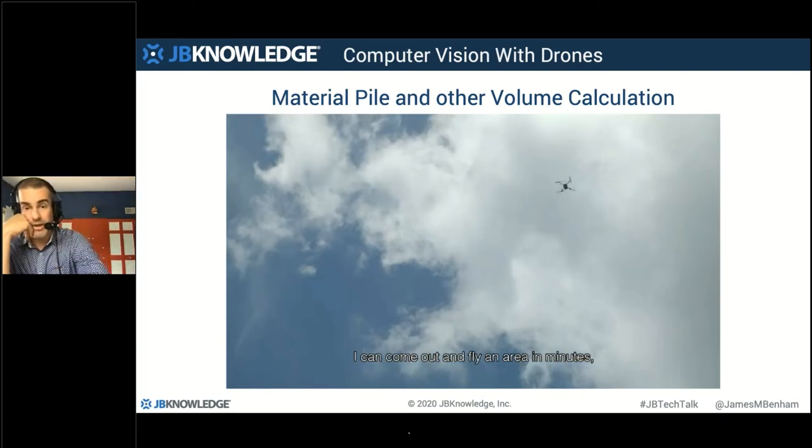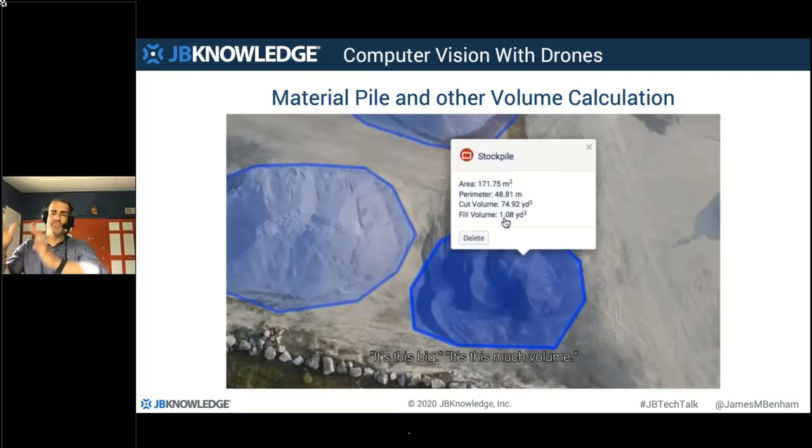I've done this with my own drone. I use a DJI Phantom 4 Pro, and I use Drone Deploy, which will allow for volumetric calculation. So I can measure the volume of material piles and how much they change day to day.